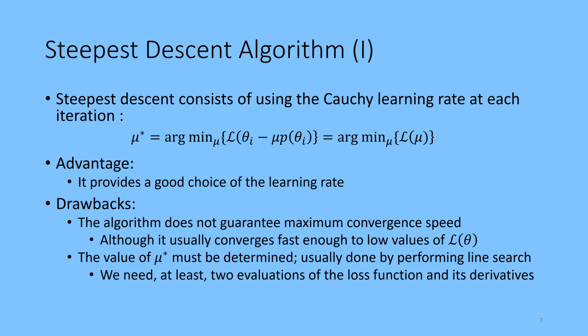The main advantage is that it provides a good choice of the learning rate. However, it doesn't guarantee maximum convergence speed, although it usually converges fast enough to values of the loss function close to the minimum. Also, using steepest descent requires determining the optimal learning rate at each iteration, which is usually done by performing a line search. This means that we need at least two evaluations of the loss function and its derivatives.